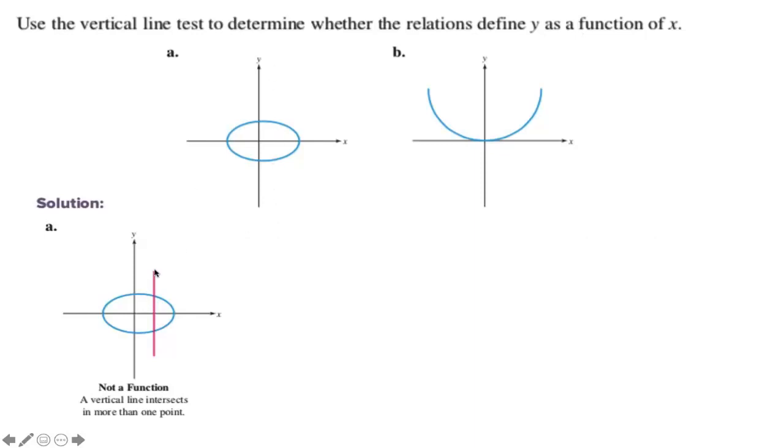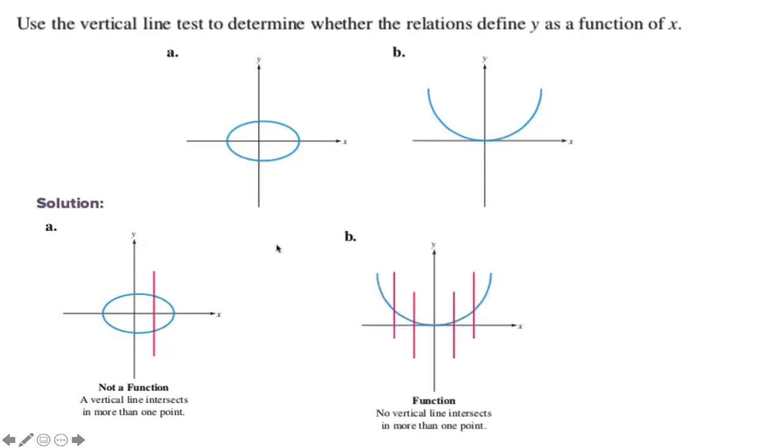So again, if I have at least one line that intersects the graph at 2 points, then it's not a function, because that means that x value has two different y values. This one, regardless of how you draw vertical lines, there's no vertical line that meets the graph at more than 1 point. Every vertical line meets the graph at exactly one point. If you have one or less, then that'll be a function.